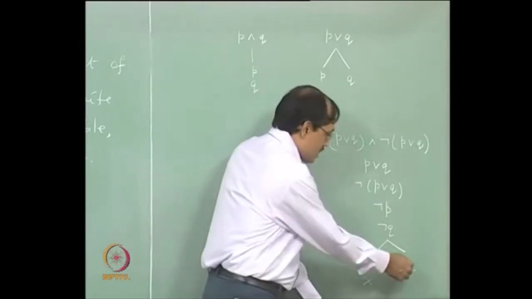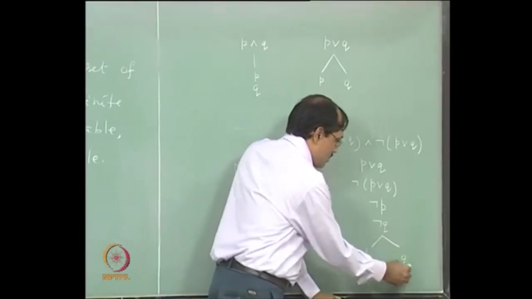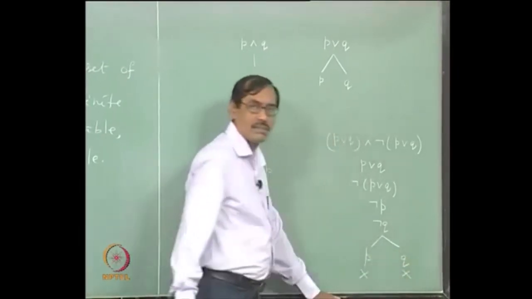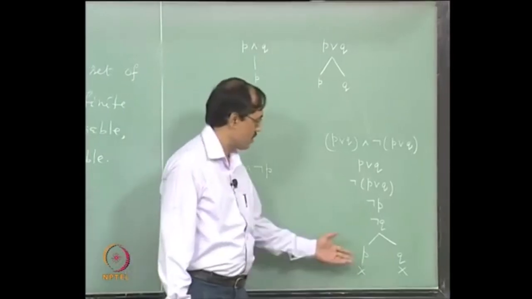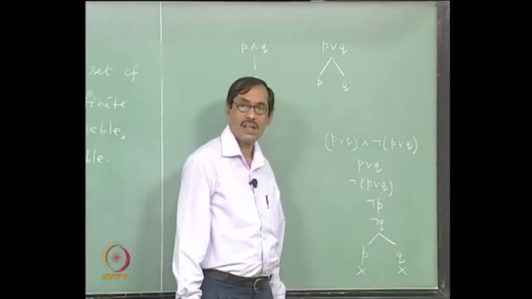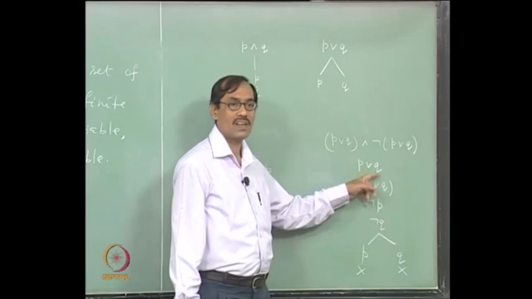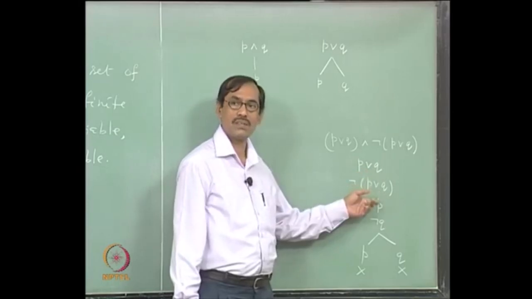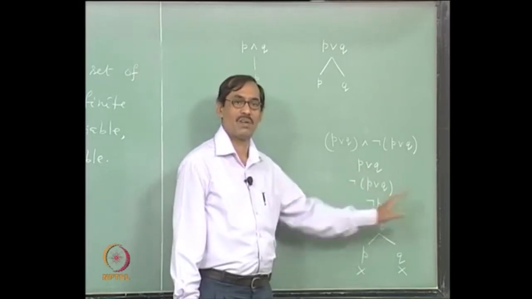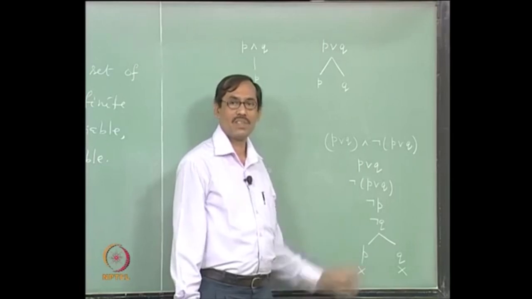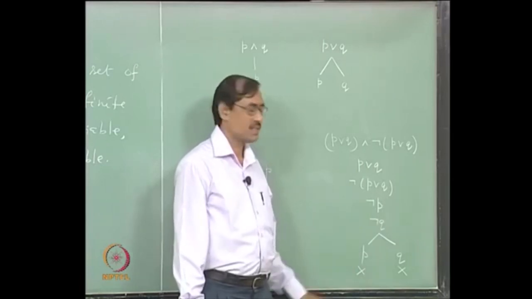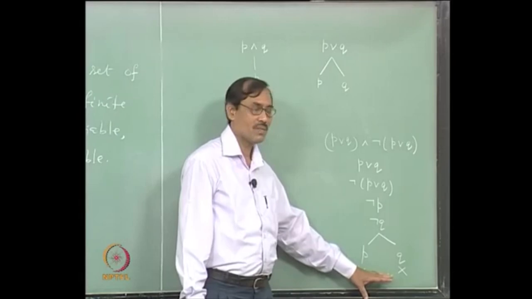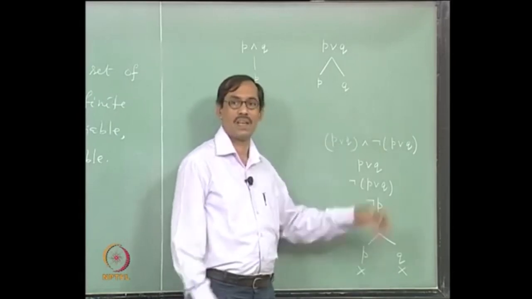Okay. In the other path I see not Q is there, Q is there. So that also closes. Now the question is, why should I go this far? I have already got a proposition U and not U. So whatever way I expand, they will close, right. So this is the shortcut we will be going to make. Instead of going to the level of literals, whenever you find a proposition and its negation, stop there, close the branch.